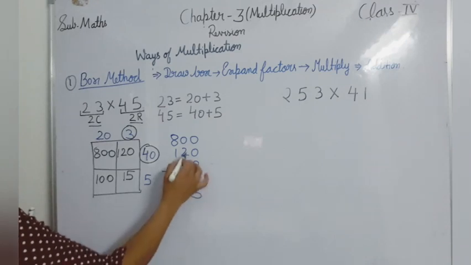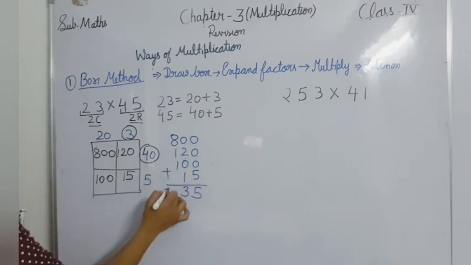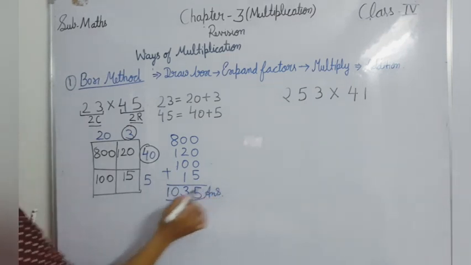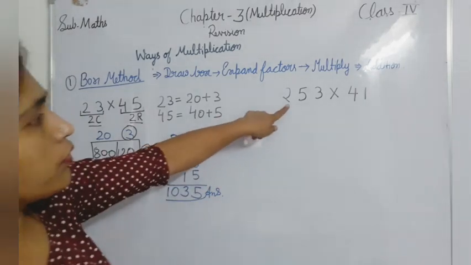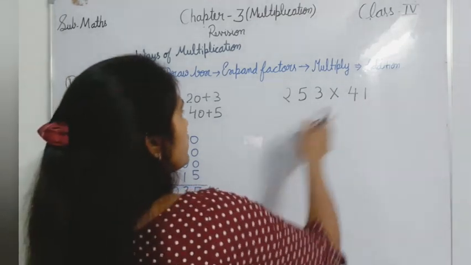5, 2 and 1 makes 3, 8 or 1 9 or 1 10. So this is the answer. Clear? So now let's do the next problem. Now I am doing 3 digit and 2 digit. 3 digit is multiplied by 2 digit.